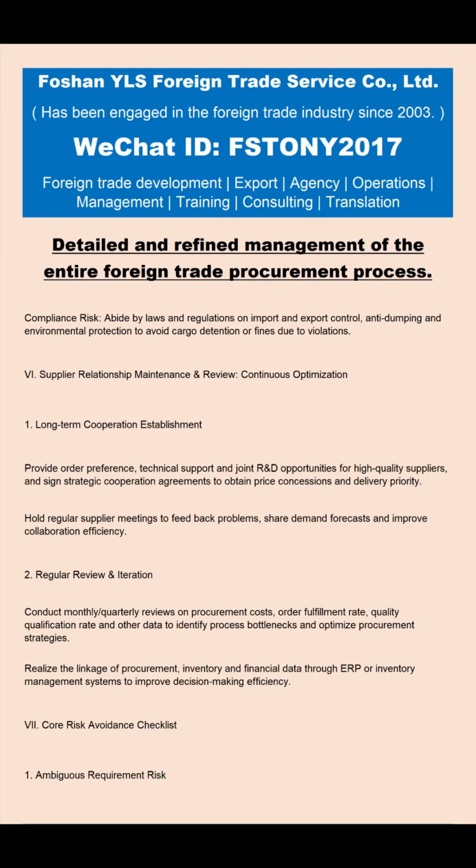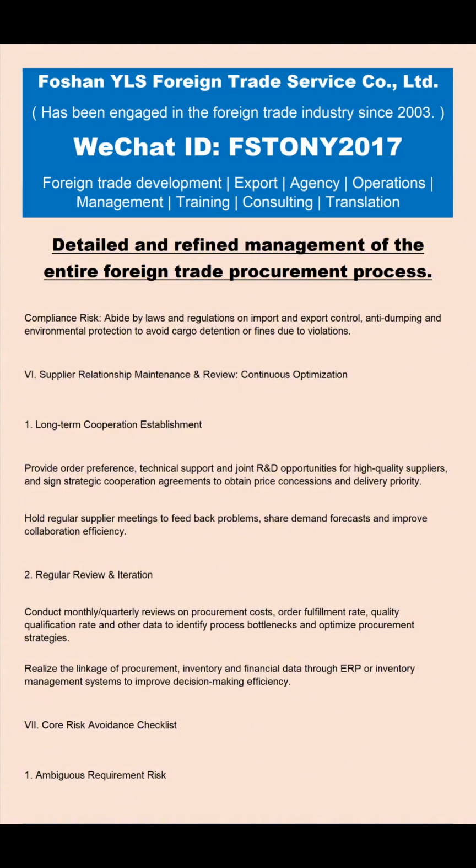Abide by laws and regulations on import and export control, anti-dumping, and environmental protection to avoid cargo detention or fines due to violations. VI. Supplier relationship maintenance and review. Continuous optimization. 1. Long-term cooperation establishment. Provide order preference, technical support, and joint R&D opportunities for high-quality suppliers, and sign strategic cooperation agreements to obtain price concessions and delivery priority. Hold regular supplier meetings to feedback problems, share demand forecasts, and improve collaboration efficiency.